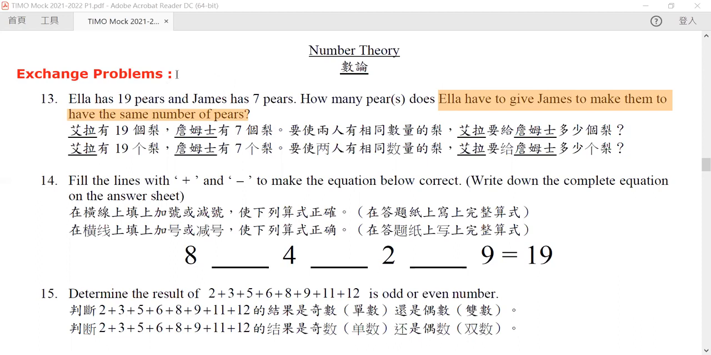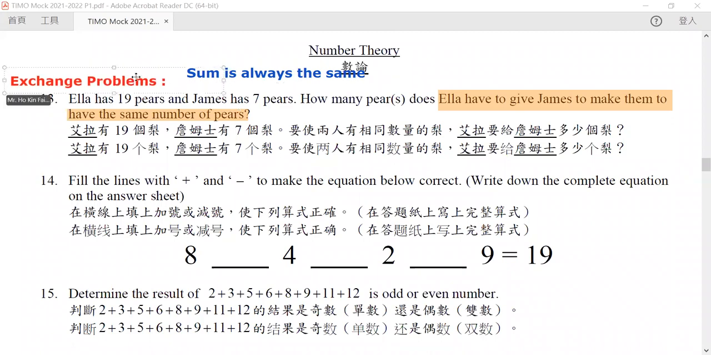Now, what do you mean by our exchange program? Exchange program means that within this question, all the objects, in this case the pears, are changing hands from one person to the other, but the total sum of all pears within this group is unchanged. The sum is always the same. This is the most important characteristic of the exchange program.